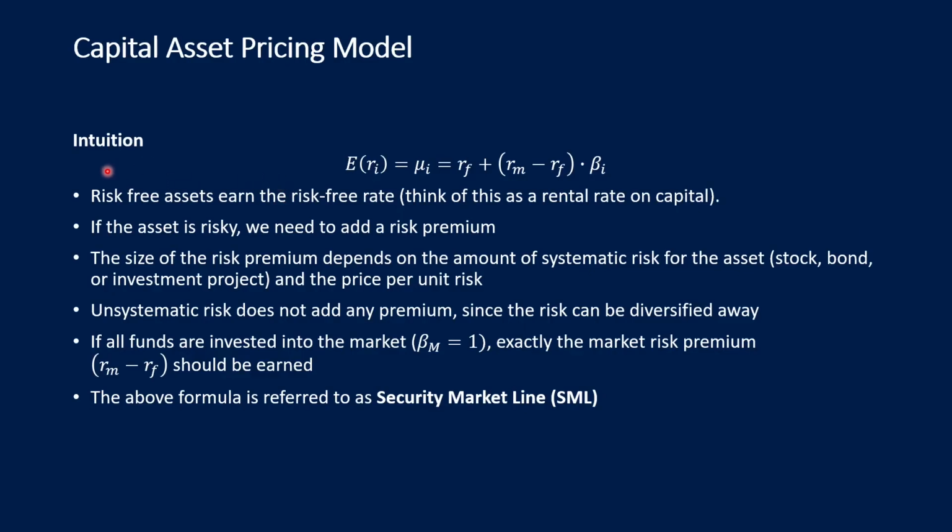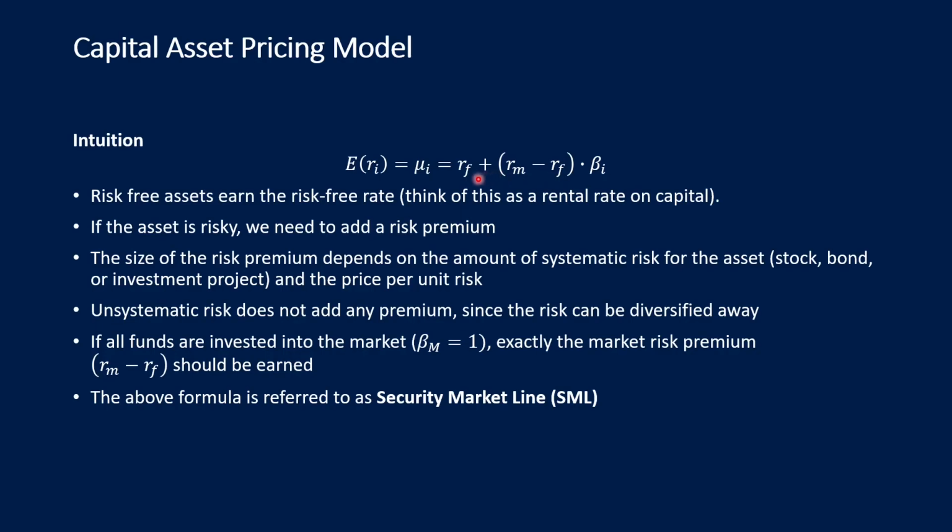From this capital market line, the security market line can be derived. Let us make it intuitive. The risk-free assets earn the risk-free rate. So think of this as a rental rate on capital. This is just for borrowing money. And let us now take a look at this formula that we call the security market line. Don't mix it up with the capital market line that we have just seen.